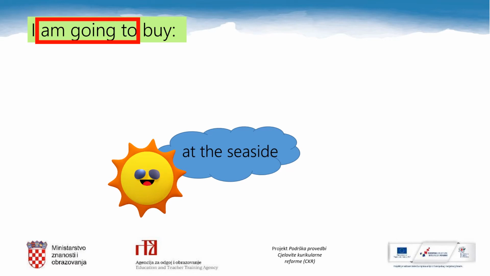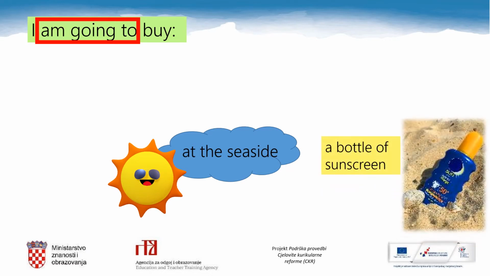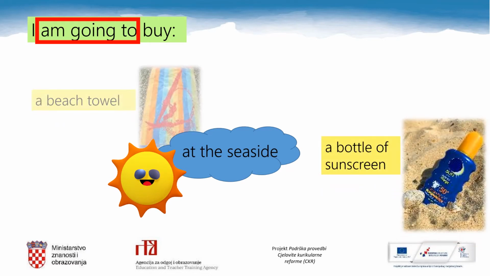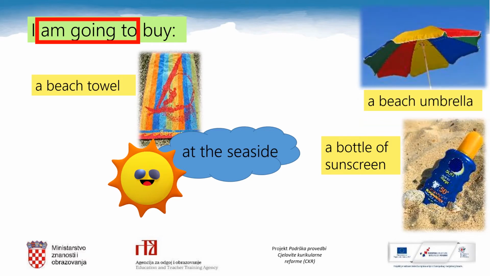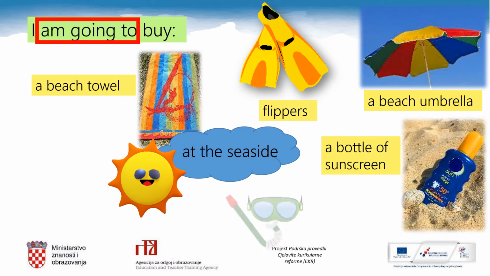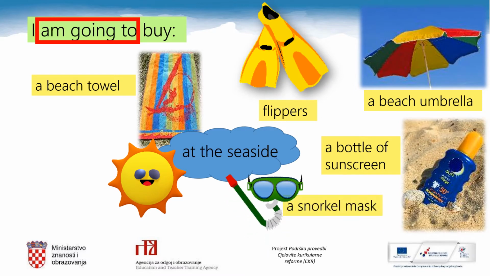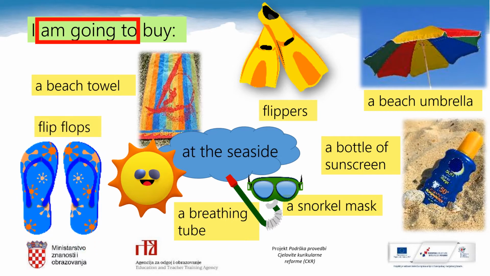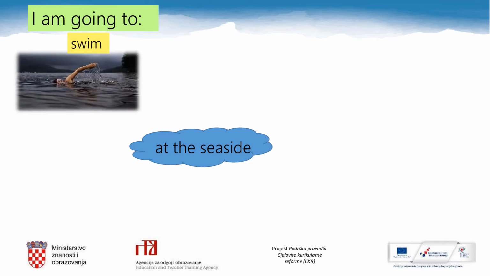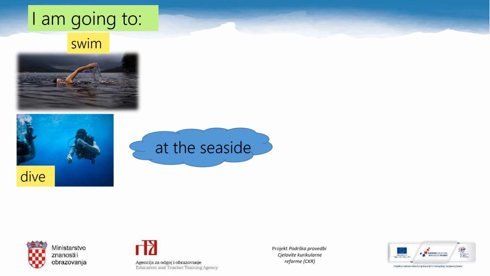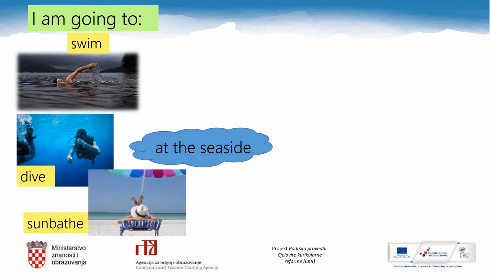Therefore, I am going to buy a bottle of sunscreen, a beach towel, a beach umbrella, flippers, a snorkel mask, a breathing tube, and flip-flops. At the seaside, I am going to swim, dive, sunbathe.